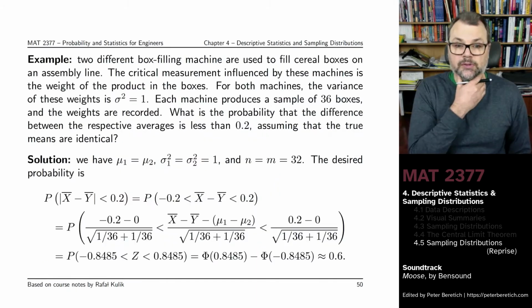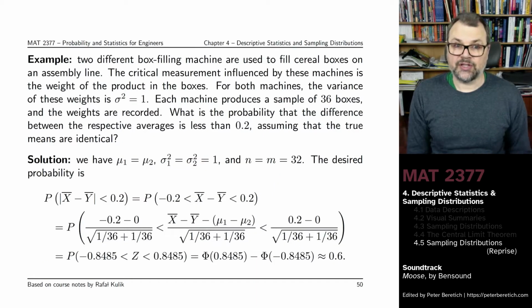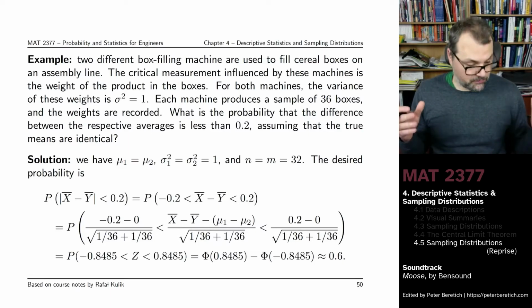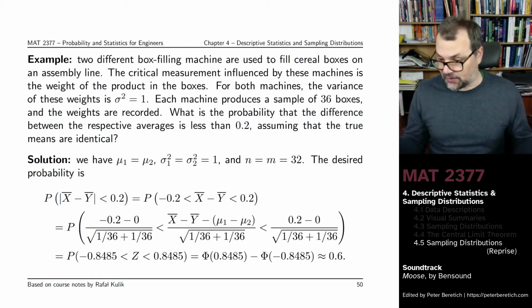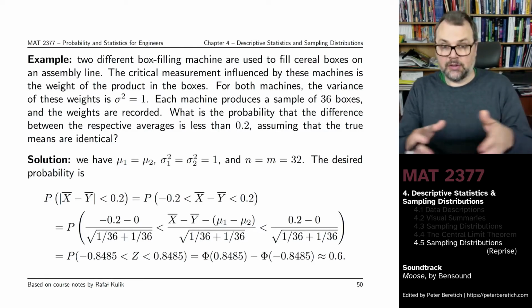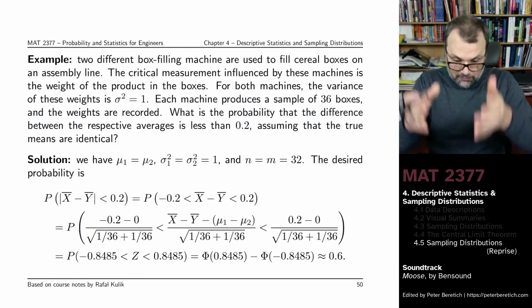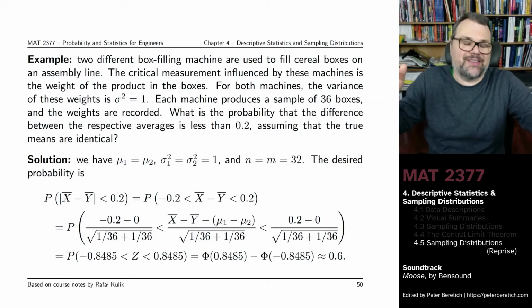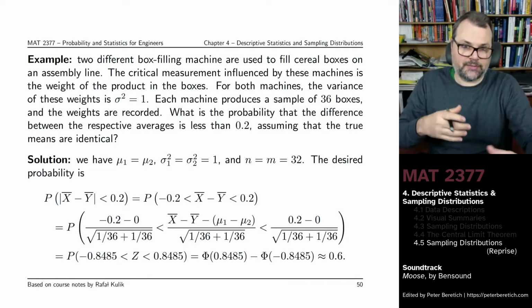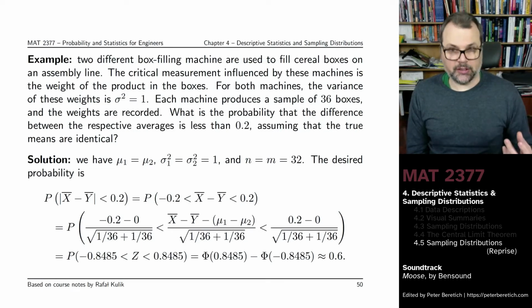So as an example, we'll imagine that you're looking at two different box filling machines. These box filling machines are used to fill cereal boxes on assembly lines. So the boxes go down the line, and whenever they come under the spout, a bunch of Raisin Bran comes down and fills the box. What you're trying to measure here is the weight of the product in the boxes.